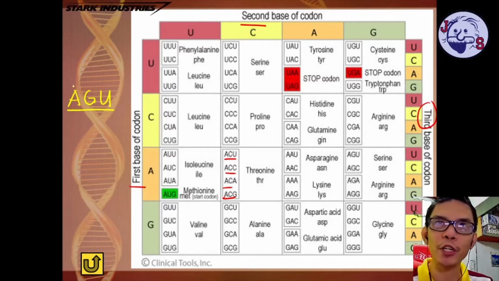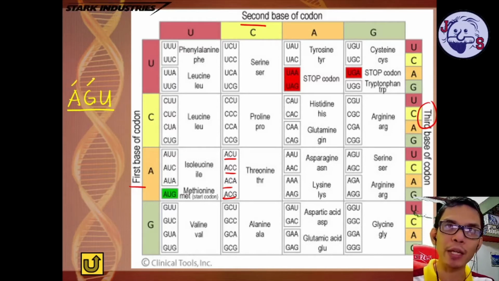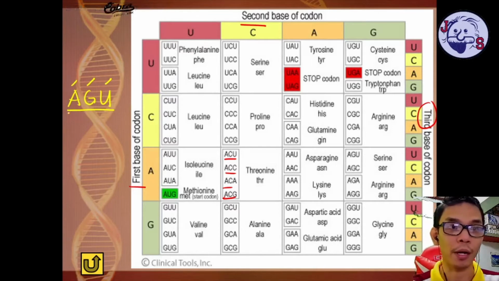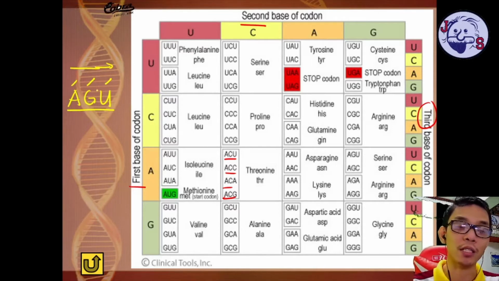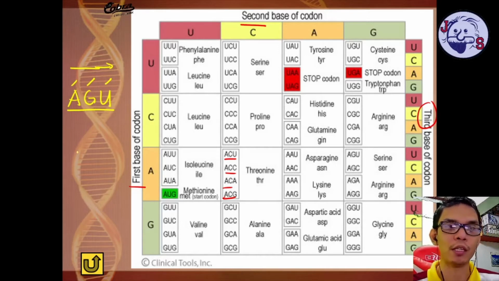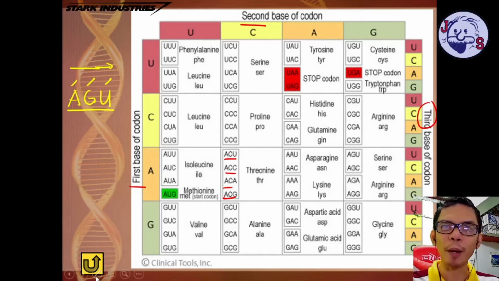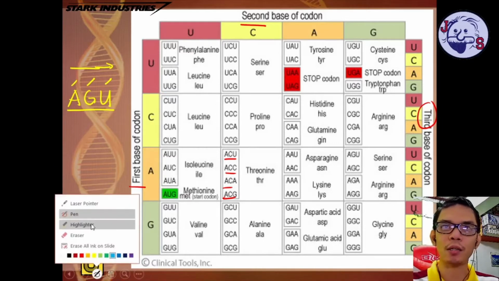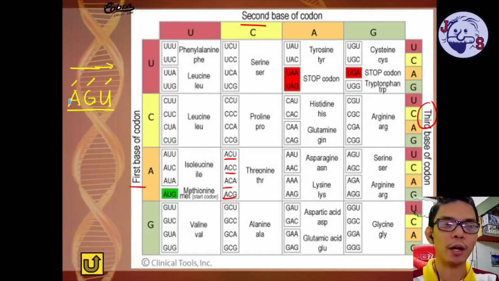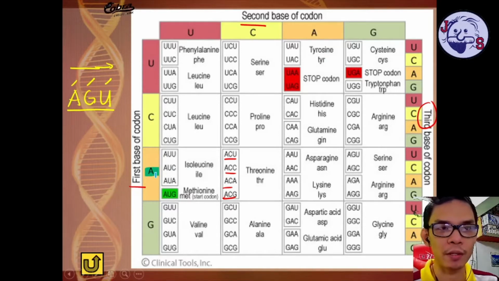If you take a look, the first base is the letter A, the second base is the letter G, and the third base is the letter U. It will be read from left to right. From left to right is the way of reading the codons that you have right here. So let's start with the first base in this example. The first base is A, or adenine.